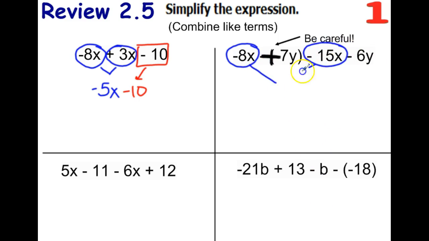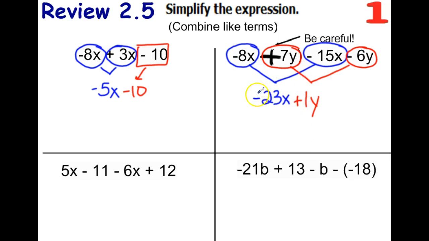So combining our x's together, negative 8 and negative 15, same sign, add and keep. So 8 plus 15 is going to give us 23. They're all negative, so it's negative 23, and they're all x's, so negative 23x. Our y's, here we have a positive 7y and a negative 6y. Different signs subtract. 7 minus 6 leaves us with 1y, and there's more positive, so it's plus. So negative 23x plus 1y.